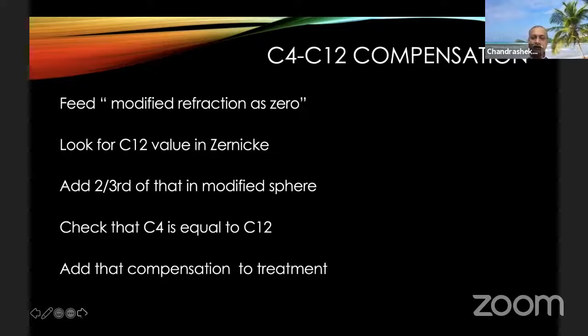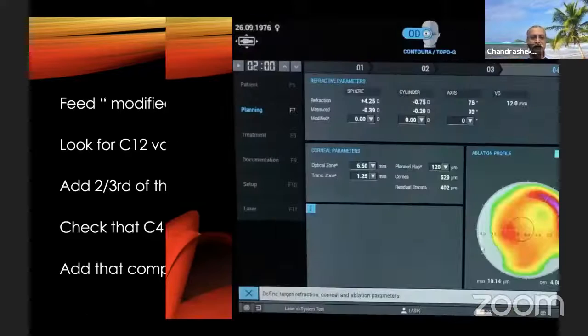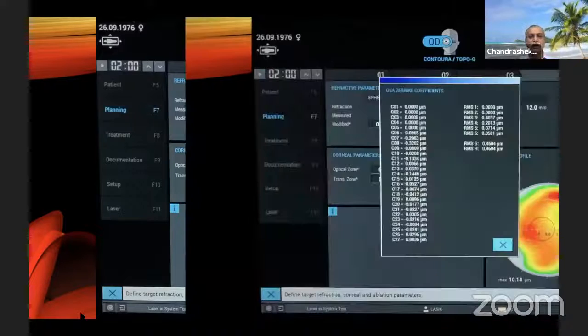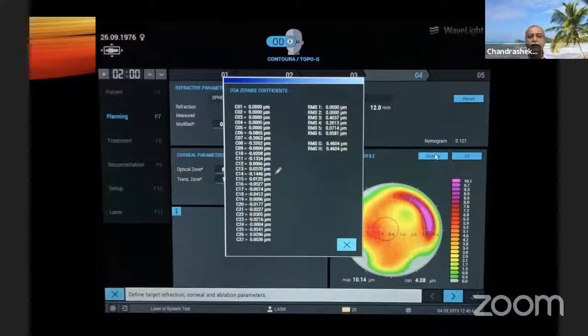Now, what it means is that when you have fed the refraction as 0, what you are left with over here is only the higher order aberrations which are being treated. So you click on the Zernike over here, and it will give you C12. That means the amount of spherical aberration this treatment is inducing.